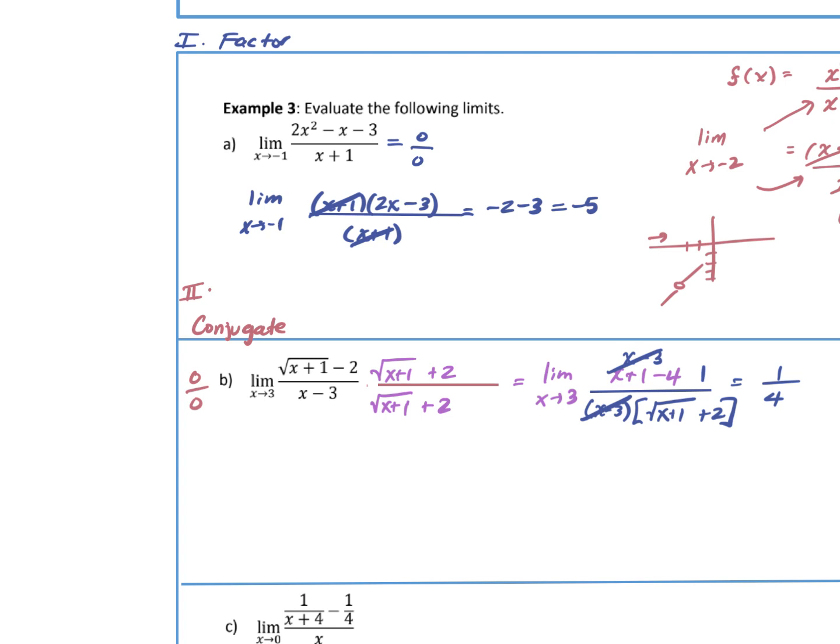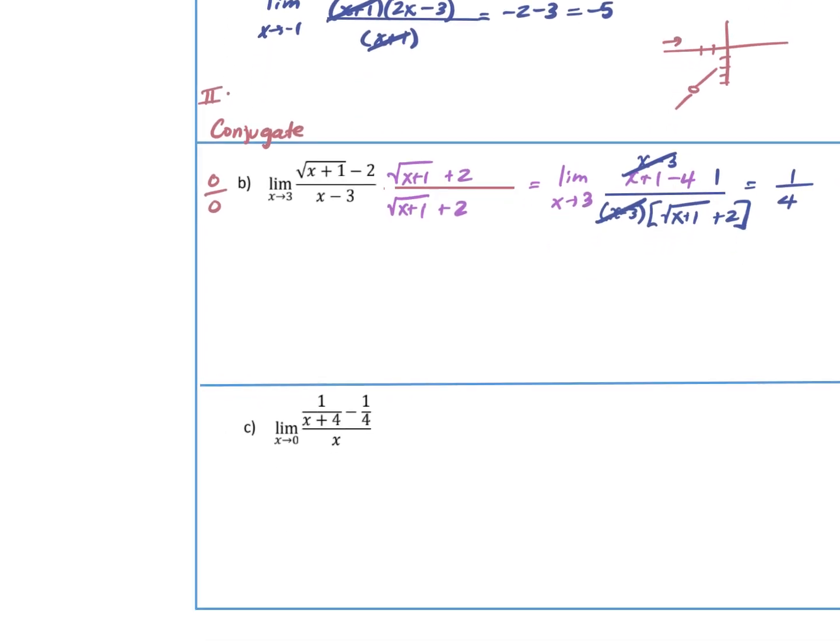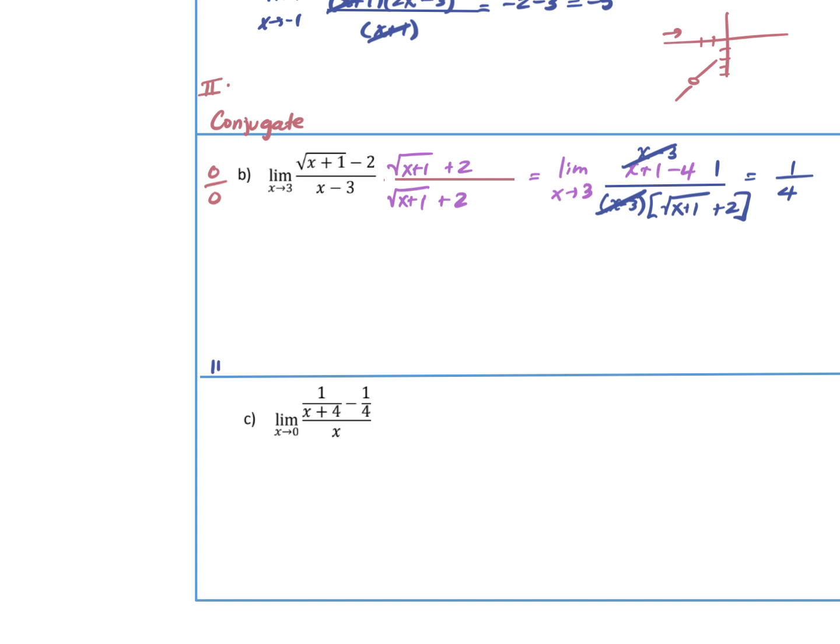So we've got factoring and conjugate. Third scenario is going to be common denominator.